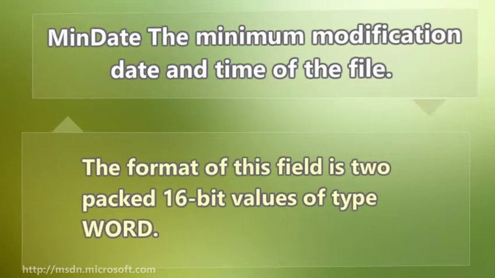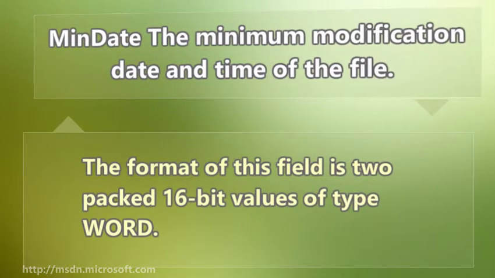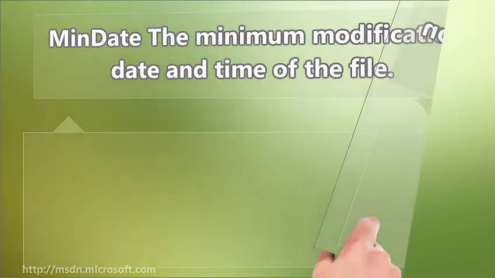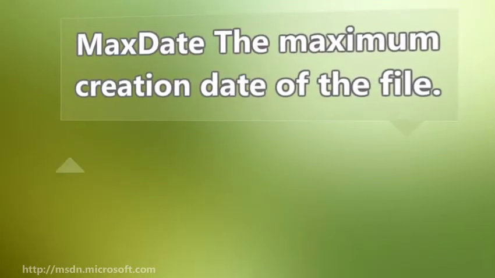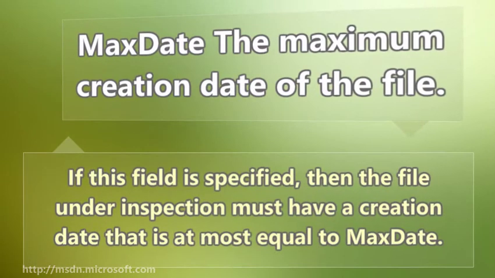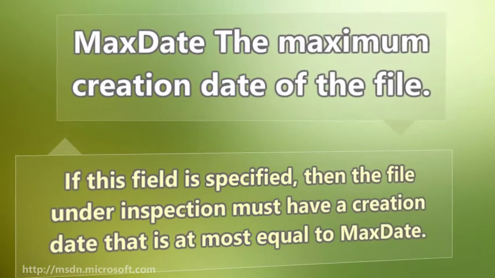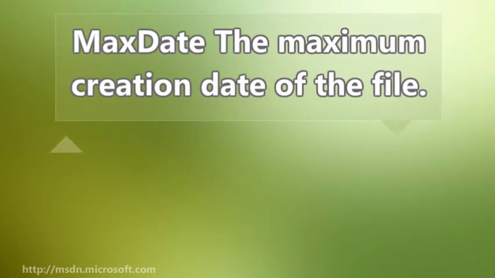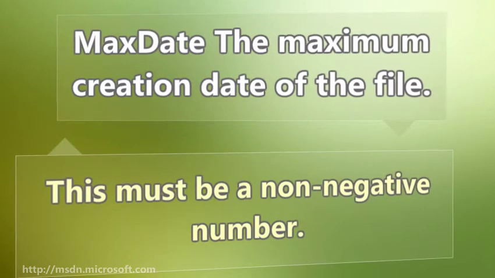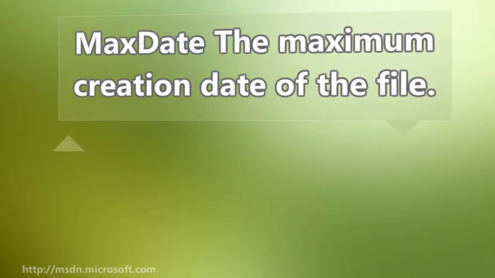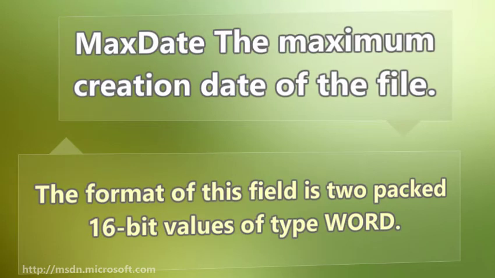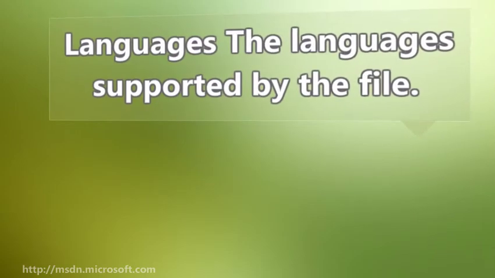The format of this field is two packed 16-bit values of type Word. Max date: the maximum creation date of the file. If this field is specified, then the file under inspection must have a creation date that is at most equal to max date. This must be a non-negative number. The format of this field is two packed 16-bit values of type Word. Languages: the languages supported by the file.